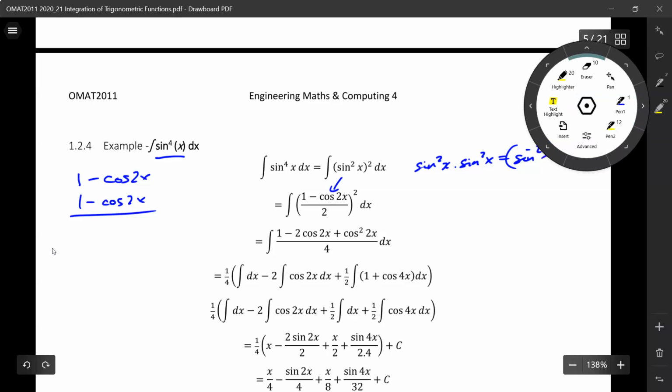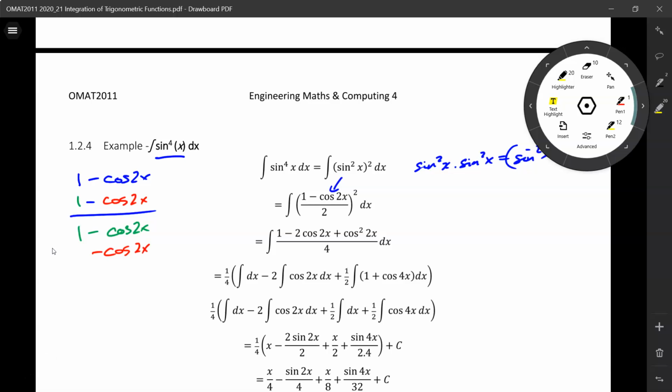I'm going to do this in 2 different colors here to try and clarify the way it works. That's 1, that's cosine 2x. Here I'm multiplying the top row by the 1. So 1 times 1 gives me the 1, and 1 times minus cosine 2x gives you the minus cosine 2x.